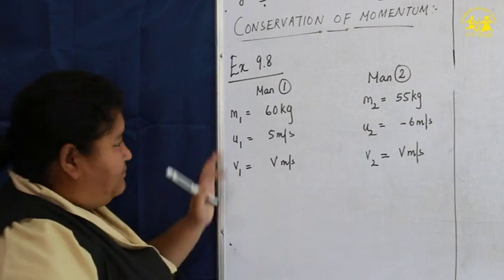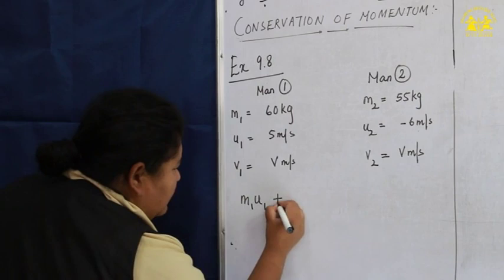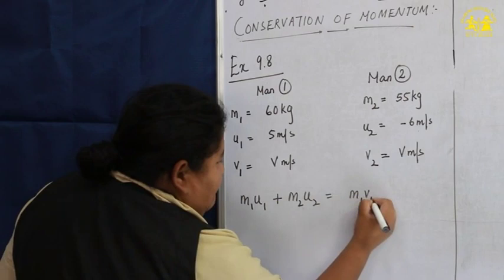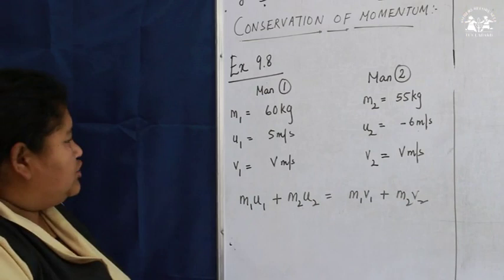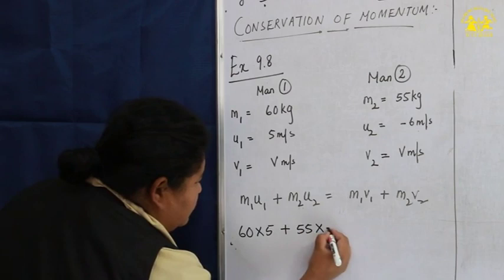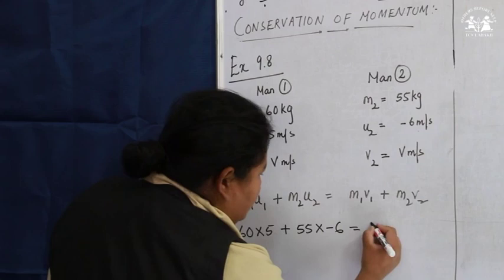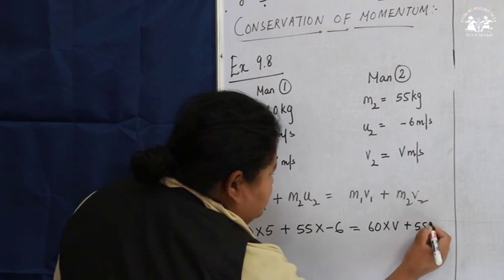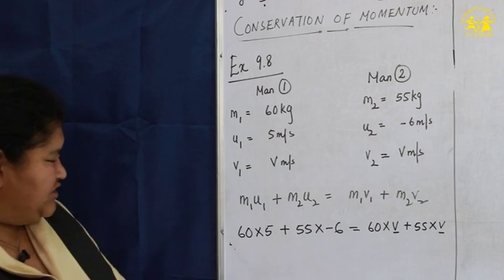Okay, now let us write the equation here. Let us put the values here. M1 is 60 times U1, which is 5, plus M2, which is 55, times U2, which is minus 6, is equal to M1, 60, into V plus 55 into V. The V is the combined velocity. Okay, now let us solve this numerical, right?